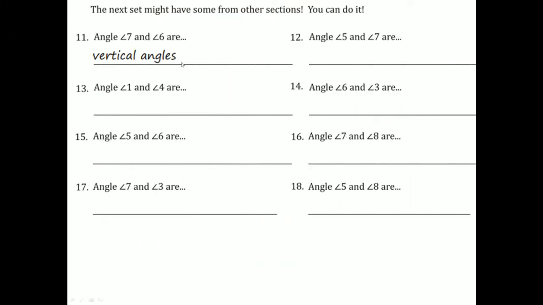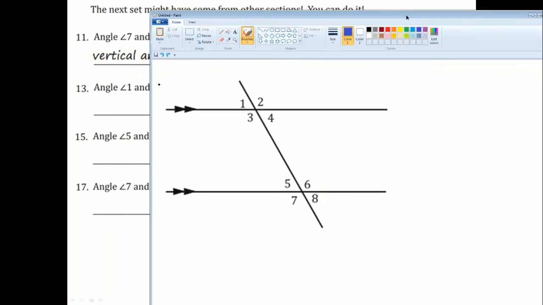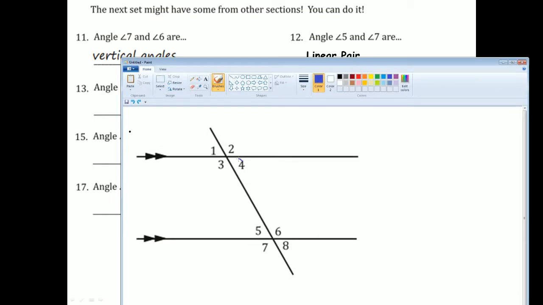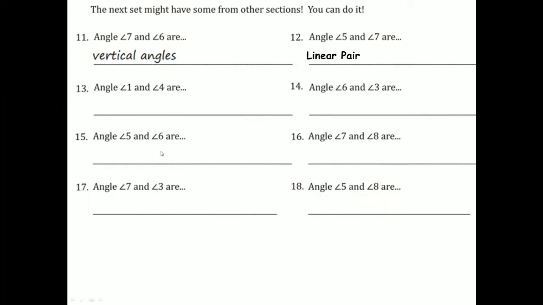Let's look at the next one, 5 and 7. They say those are linear pair. 5 is right here, 7's right here. Yep, they're side by side. So yes, those are linear pair. What about 1, 4? 1's right here, 4's right here. Looks like they're across from each other. That means they are vertical angles.